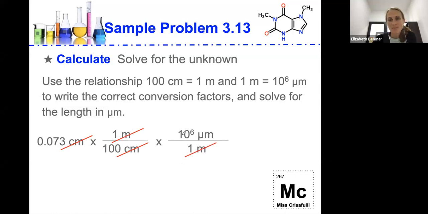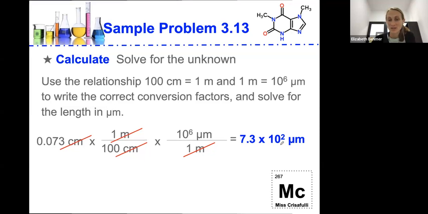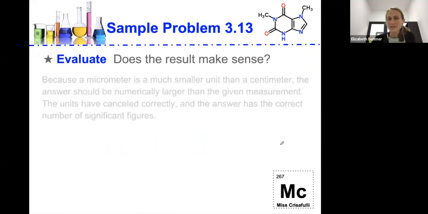Remember, 10 to the 6 is 1 plus 6 zeros. So keep that in mind. And this is where we'll get our answer. We'll take 0.073 times 10 to the 6 divided by 100, and we're left with 7.3 times 10 to the 2nd micrometers. Does the result make sense?